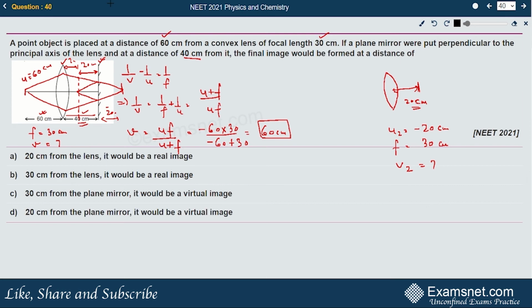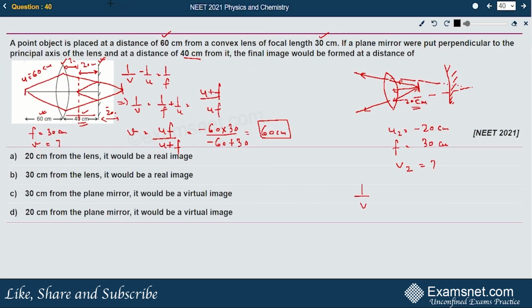But let's see the diagram first. If here is the object, rays will go like this and then they will move like this, but they will move back and meet virtually behind the mirror. Suppose this is your mirror. So we have to find out the distance at which it will be formed.